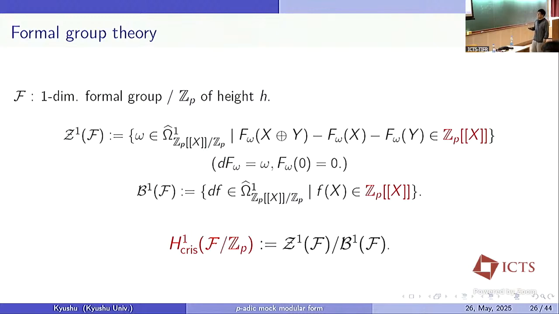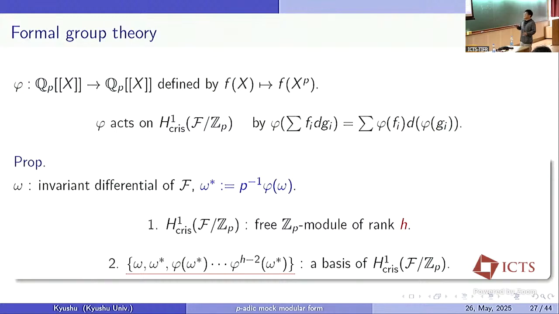And by using these spaces, we define the crystalline cohomology of F, defined by this equation. And we call this quotient space crystalline in order to emphasize the Frobenius action. Actually, let φ be the Frobenius on Q_p[[X]], f(x) maps to f(x^p). Then φ acts on the crystalline homology of F by these equations. So let ω be an invariant differential of F, and ω* be p^{-1}φω. Then we have two results. First, the crystalline homology of F is a free Q_p-module of rank equal to the height. And second, ω*, ..., φ^{h-1}ω* is a basis of the crystalline homology.